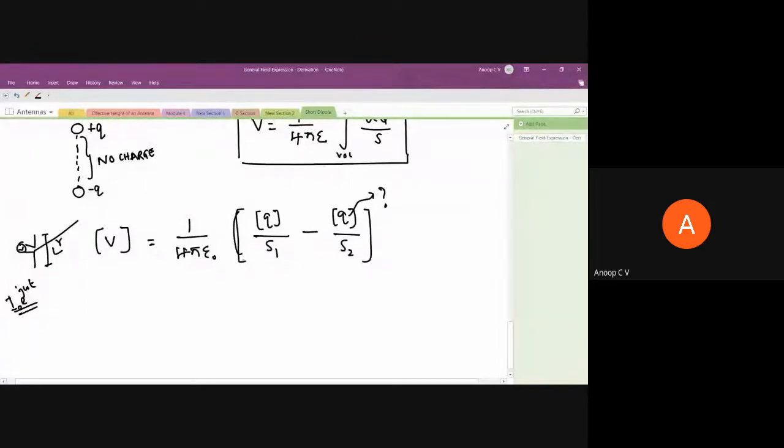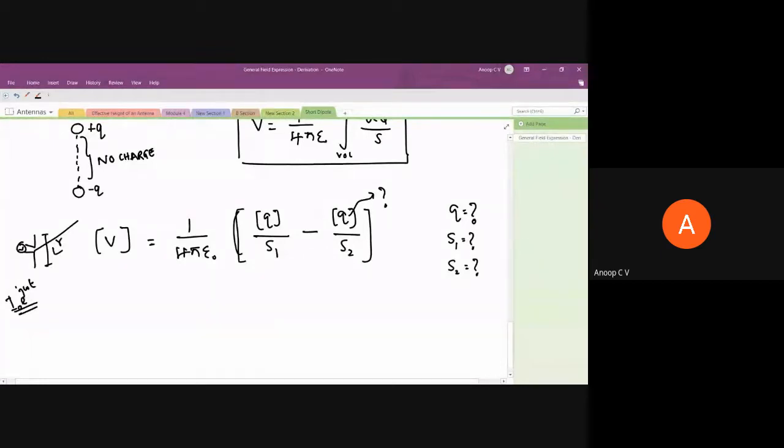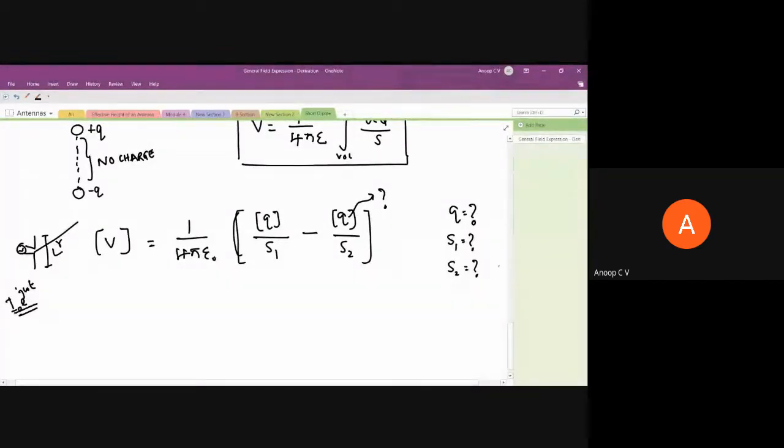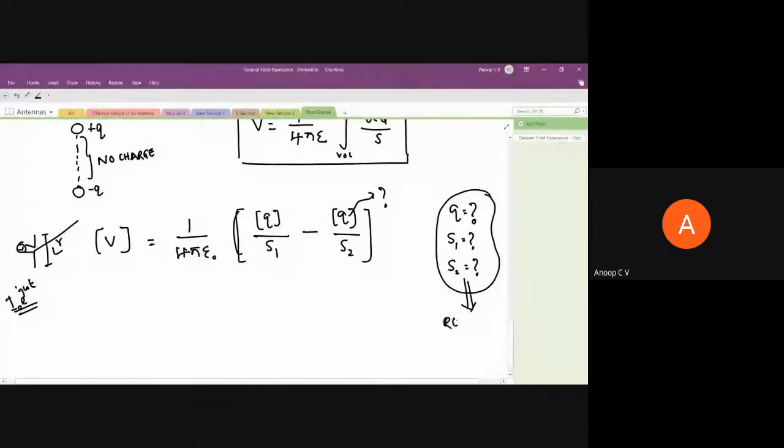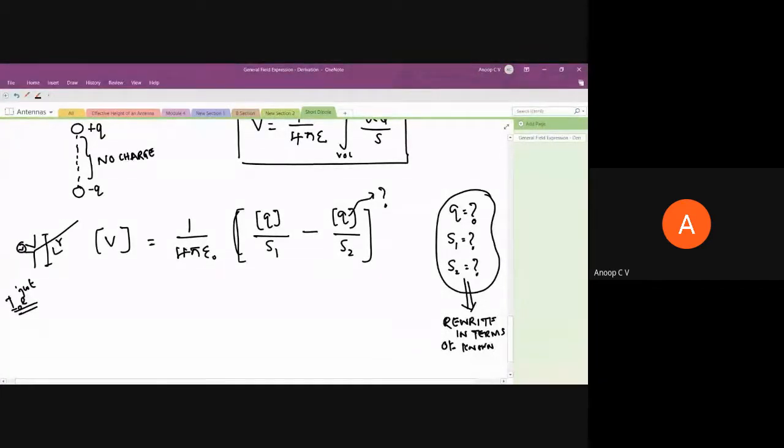And maybe I know what is R. I don't know what S1 and S2 are. So this Q we don't know. We don't know what is S1. We don't know what is S2. These things we don't know. So what I need to do now is rewrite this Q, S1 and S2 in terms of known quantities. That is what I have to do now.